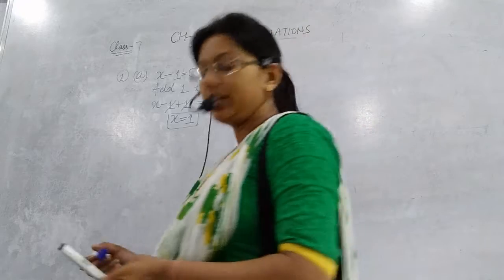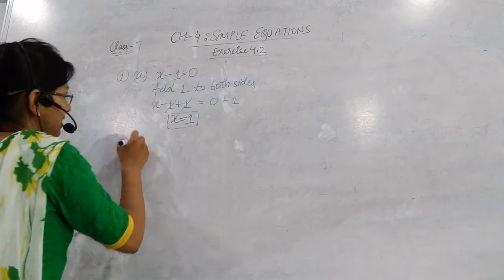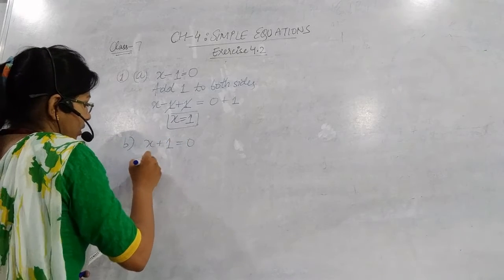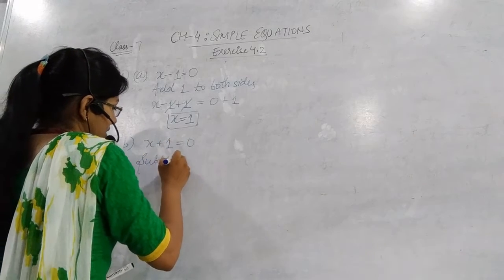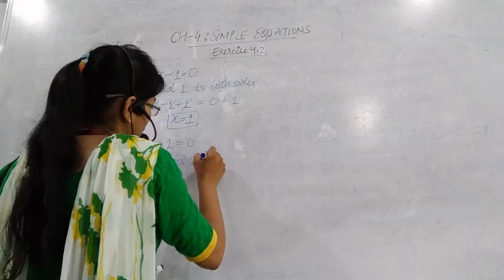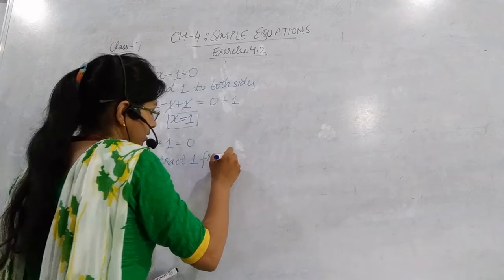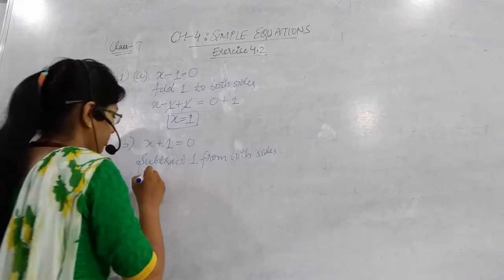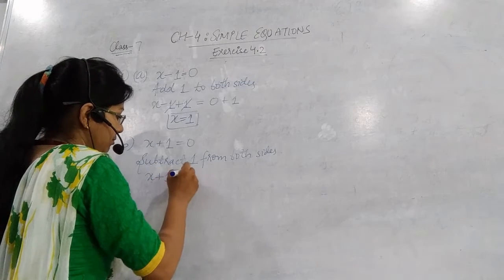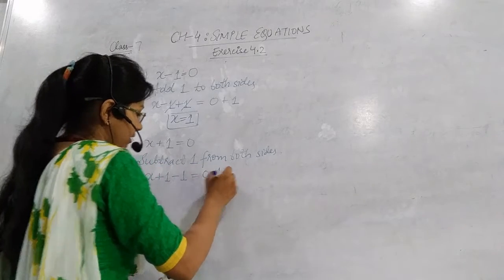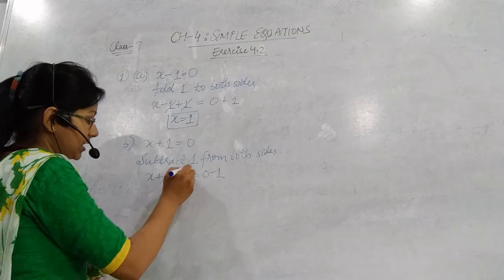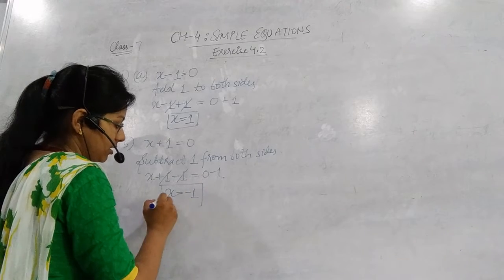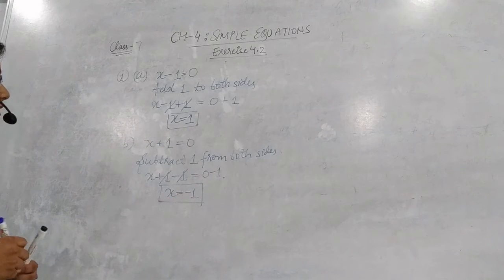Okay, similarly second part is also same, easy भी है बहुत. x plus 1 is equal to 0. So what I will do, subtract 1 from both sides. ठीक है, दोनों साइड से सब्ट्रैक्ट करेंगे. x plus 1 minus 1, 0 minus 1. So left hand side they will cancel each other. So x is equal to minus 1.